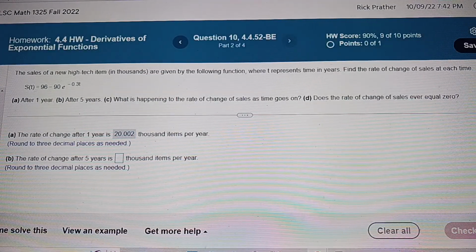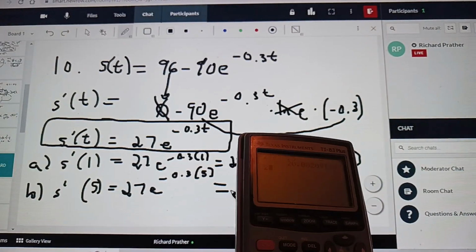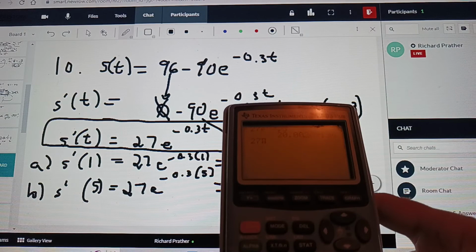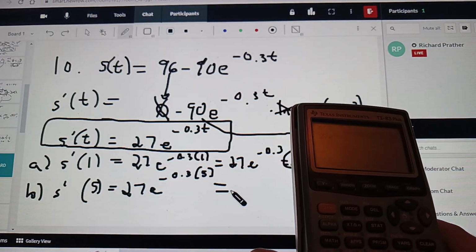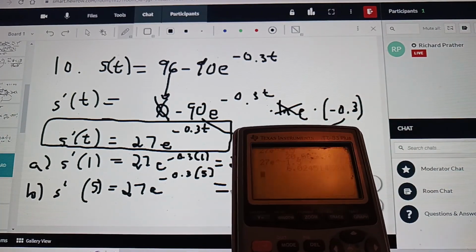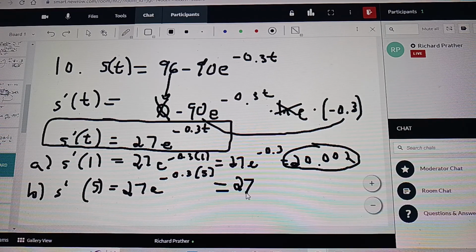So now do it for 5. 27e to the negative 0.3 times 5. So it's easier in here. I can do 27, second, and the negative key gets me e raised to the negative, that would be 1.5. So I should have multiplied this out first. 27e to the negative 1.5. If you do negative 0.3 times 5, that's negative 1.5.